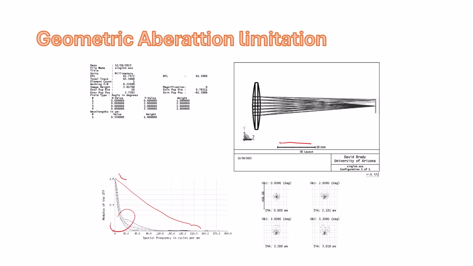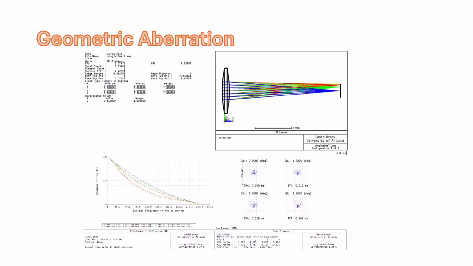Now, if we change this lens, not by changing its shape or anything like that, but just change its scale, we go from 20 millimeters to just 2 millimeters, suddenly the lens is close to diffraction limited. And this is the point about geometric aberrations scaling linearly with scale. So just by making the lens smaller, we can improve its F number substantially, or its effective F number substantially.